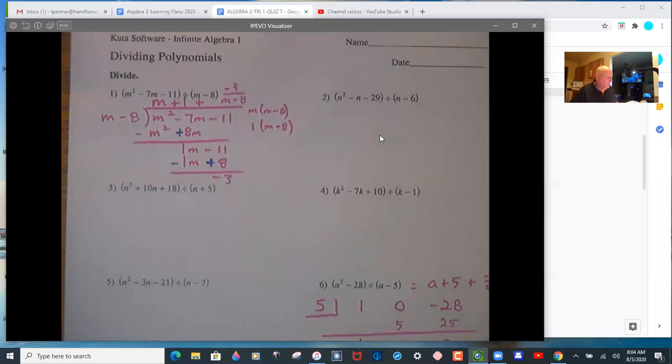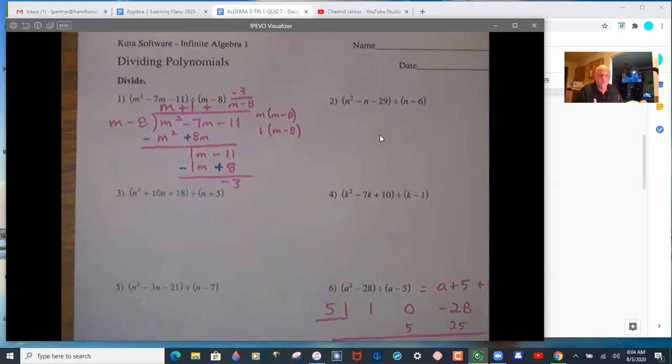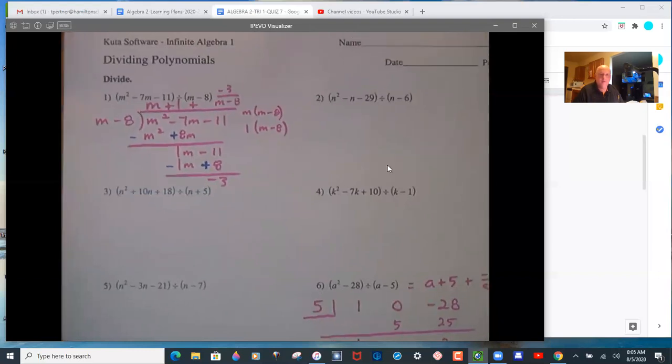Will you ever get remainders of 0? The answer to that is yes, and on your practice quizzes, there's actually a couple of those. So the division works perfectly with no remainder.